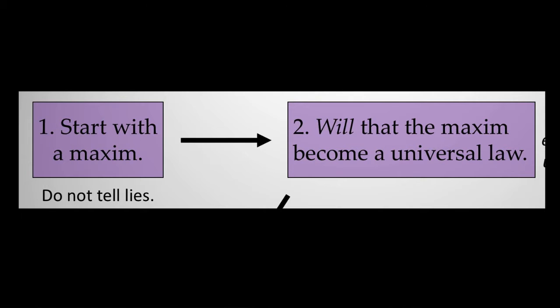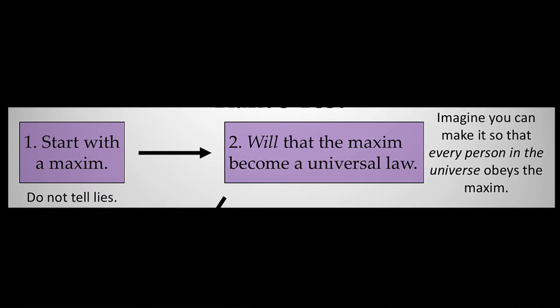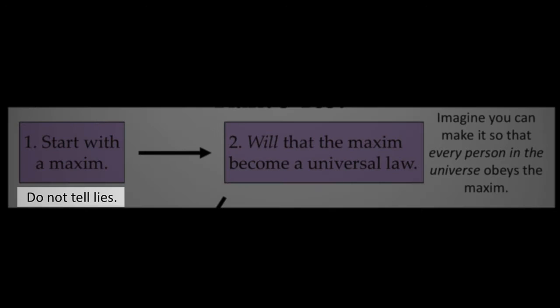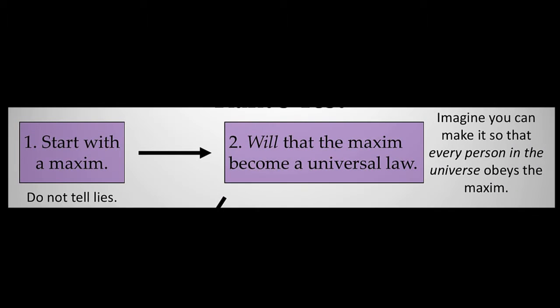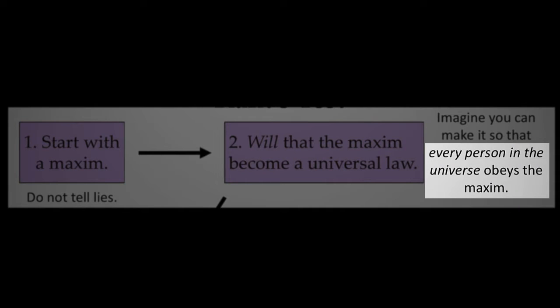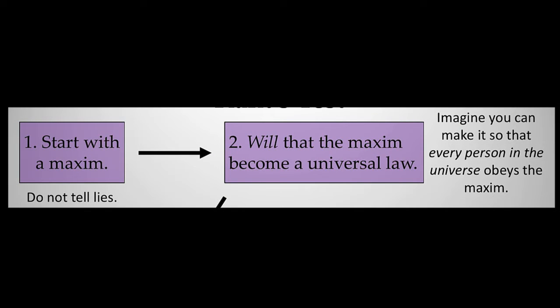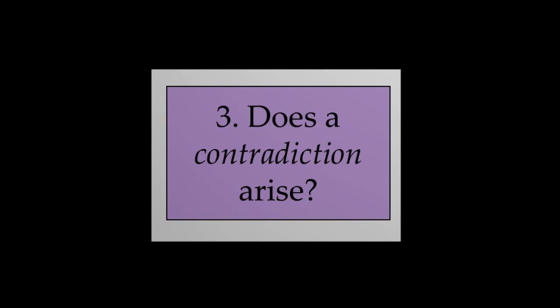And by universal law, Kant is saying, pretend that you have the power that you could just will it into being, that every single person in the entire universe acts according to this maxim. So if the maxim is do not tell lies, then by the power of your will, you make it so that every single person in the universe never tells lies. So I'm imagining what the world would be like if no other people ever told lies whatsoever. And then I have to see, does this lead to some sort of contradiction in what I will, or does it not?